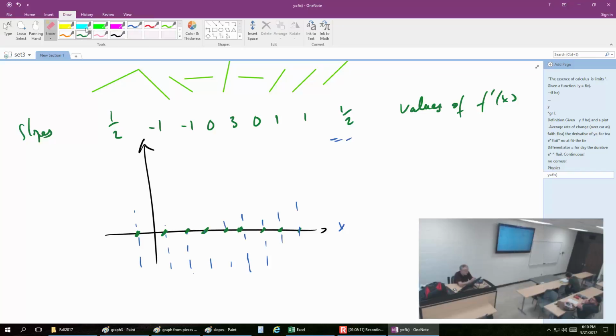Let me pick this color, let's go with blue. Okay, so I need the axes. Say 1 and 2. Let's plot. So 1/2, this is the first one. The next one is -1, so it's here somewhere. -1 again, 0, 3 here somewhere, 0, 1, 1, and 1/2.